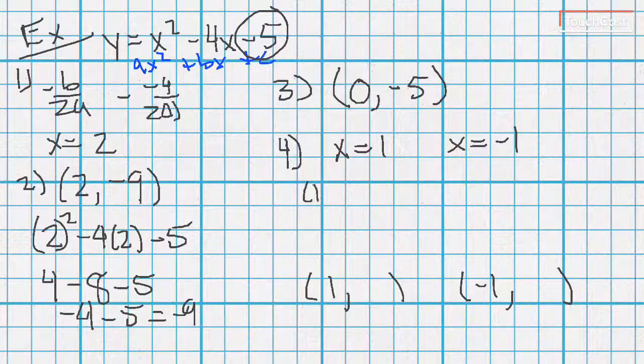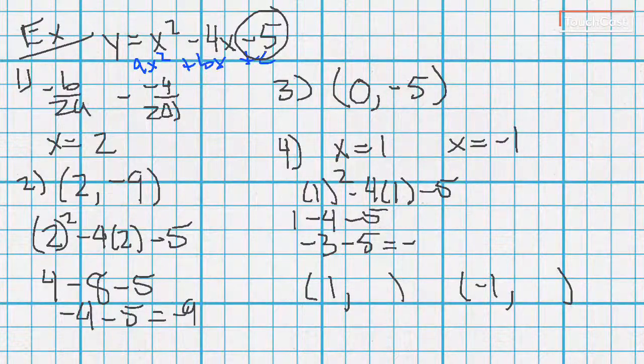So we're going to go 1 squared minus 4 times 1 minus 5. Well, 1 squared we know is 1. 4 times 1 is 4. So 1 minus 4 minus 5. Well, 1 minus 4 is negative 3. Negative 3 minus 5 is negative 8. So we've got 1 point at 1, negative 8.